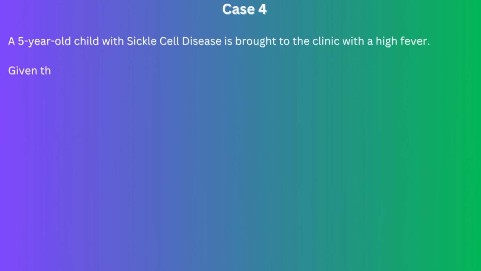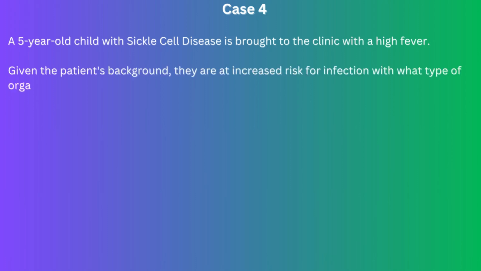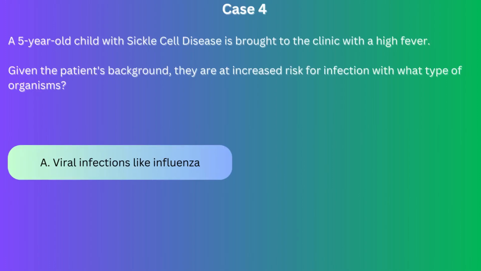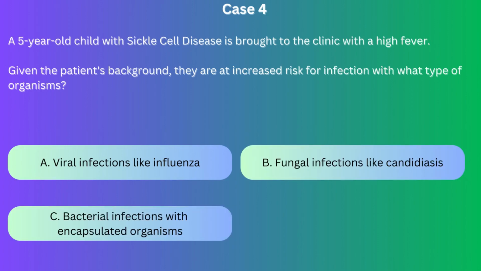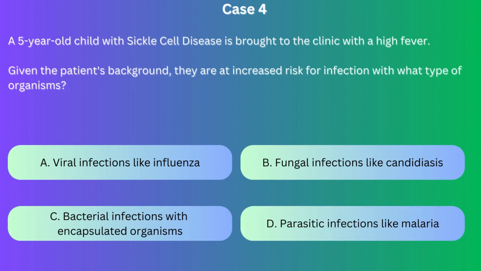Case number 4. A 5-year-old child with sickle cell disease is brought to the clinic with a high fever. Given the patient's background, they are at increased risk for infection with what type of organisms? A. Viral infections like influenza. B. Fungal infections like candidiasis. C. Bacterial infections with encapsulated organisms. D. Parasitic infections like malaria.